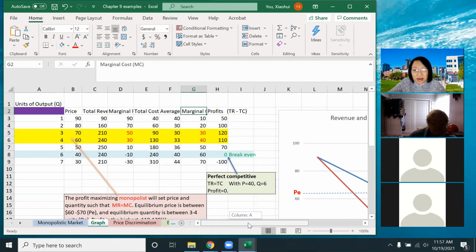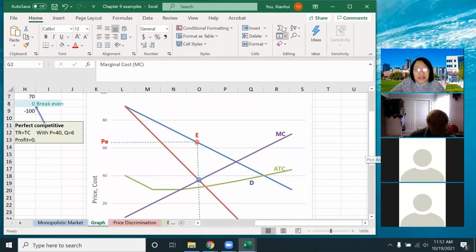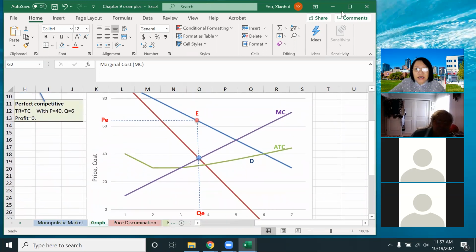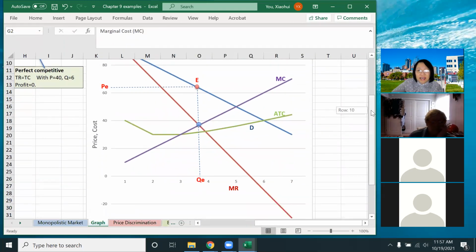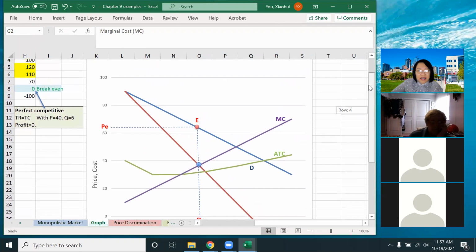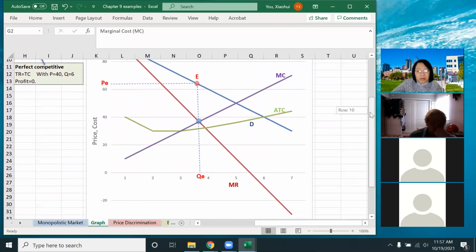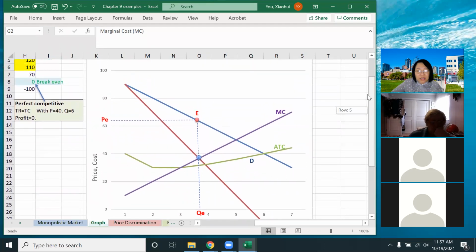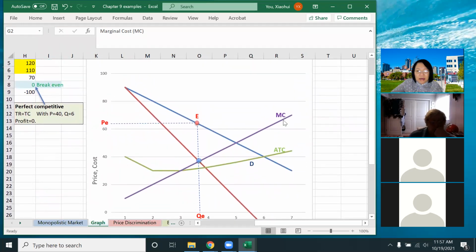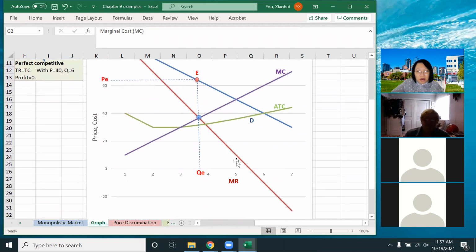Now you know. And then we have a graph. I actually inserted this graph here. So, what can I do? Yeah, okay. This way we can see the graph clearly. And this graph is the revenue versus cost for the monopolistic market. And then, see, the purple line, that's the MC. And this line, the brown line, that's the MR, the marginal revenue.